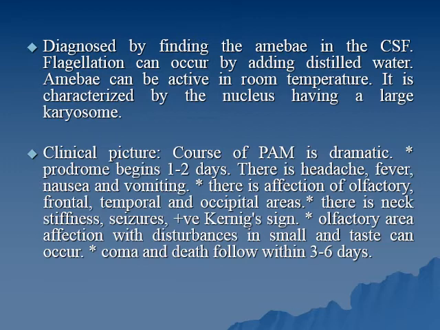Clinical picture: the course of primary amoebic meningoencephalitis is dramatic, with an acute, rapid course. The prodrome begins 1 to 2 days earlier. There is headache, fever, nausea, and vomiting. There is affection of the olfactory, frontal and temporal, and occipital areas.